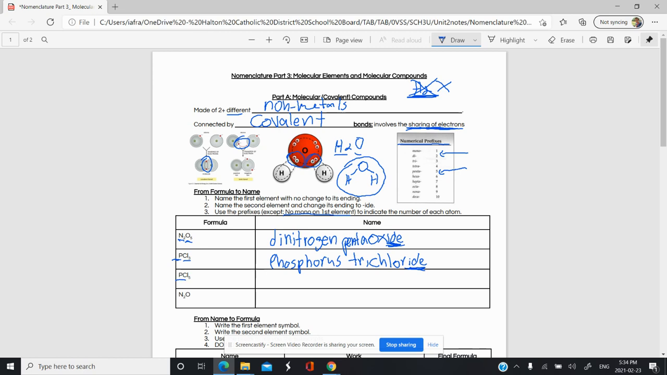Now let's try this one. Again, 1 phosphorus, so phosphorus. We don't use mono because it's the first element. And then we have not tri. Whoops, I'm still thinking about the previous example. This time, we have 5 chlorines or chlorides, so pentachloride.